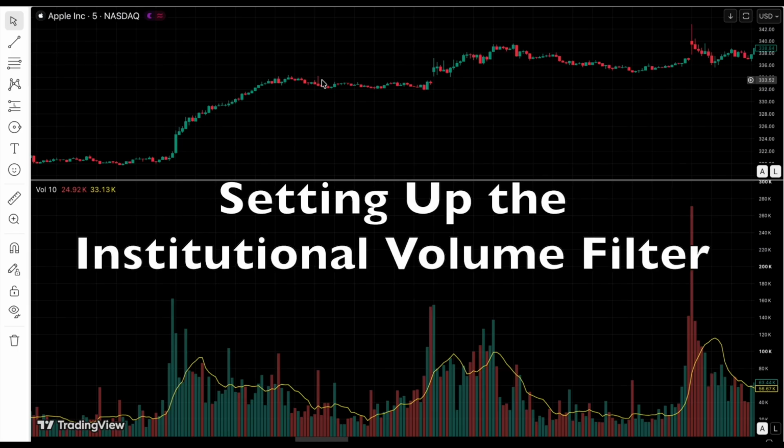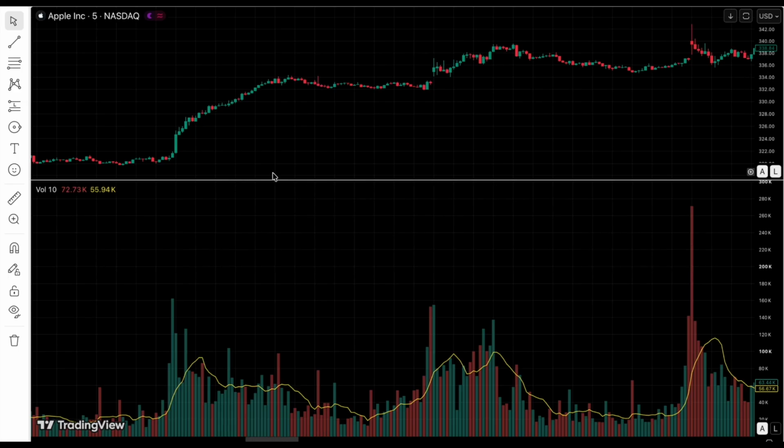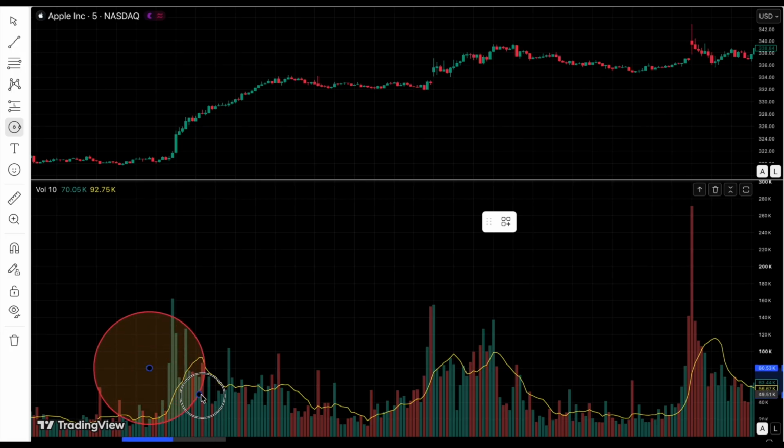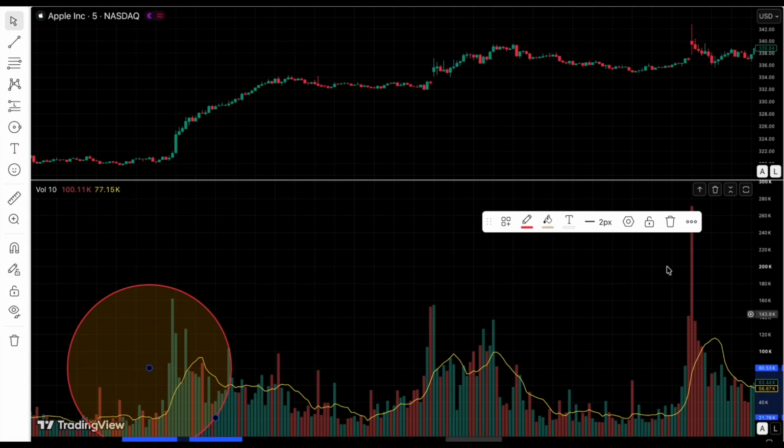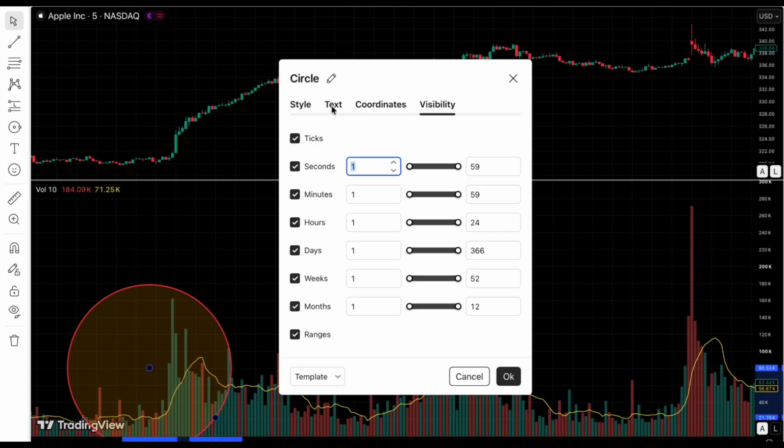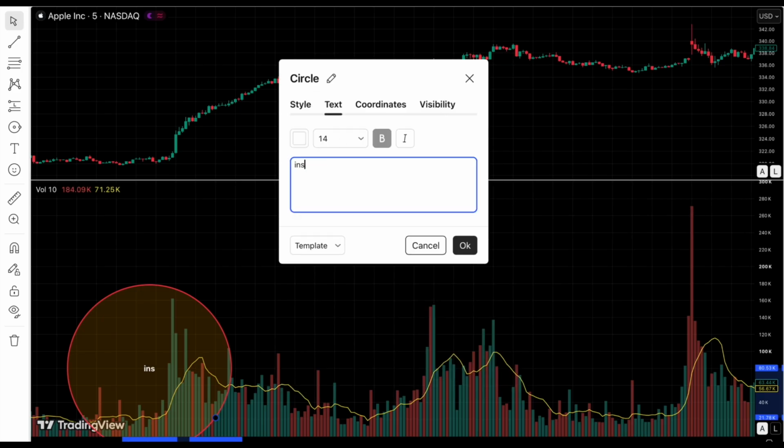Welcome to the engine room of this strategy. If you take away only one lesson from this entire tutorial, let it be this: price is the steering wheel, but volume is the gas pedal. Most retail traders look at a breakout line and just hope it pushes through. Institutions don't hope, they push it through with millions of dollars.